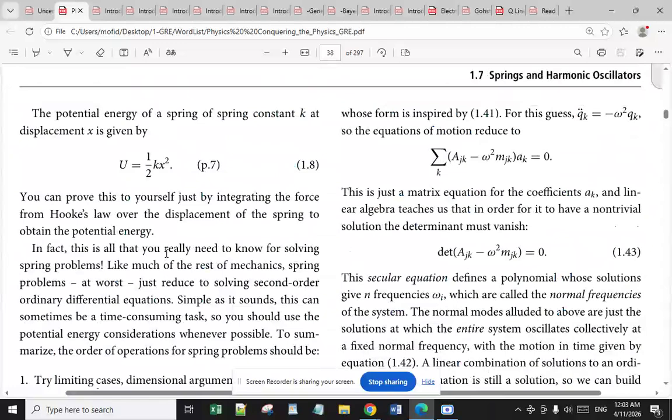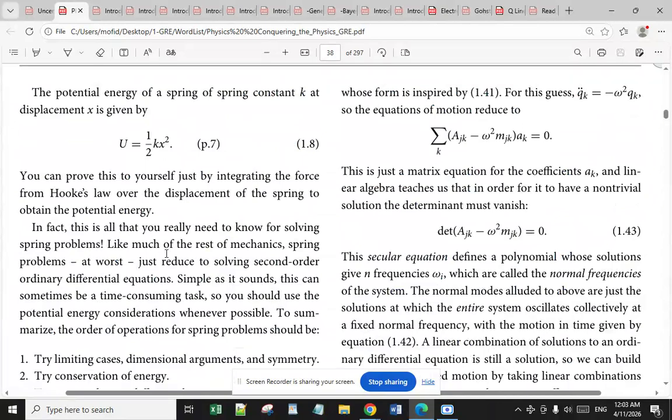a spring with spring constant k at displacement x is given by U is equal to 1 divided by 2 k x to the power of 2. You can prove this to yourself just by integrating the force from Hooke's law over the displacement of the spring to obtain the potential energy. In fact, this is all that you really need to know for solving spring problems.